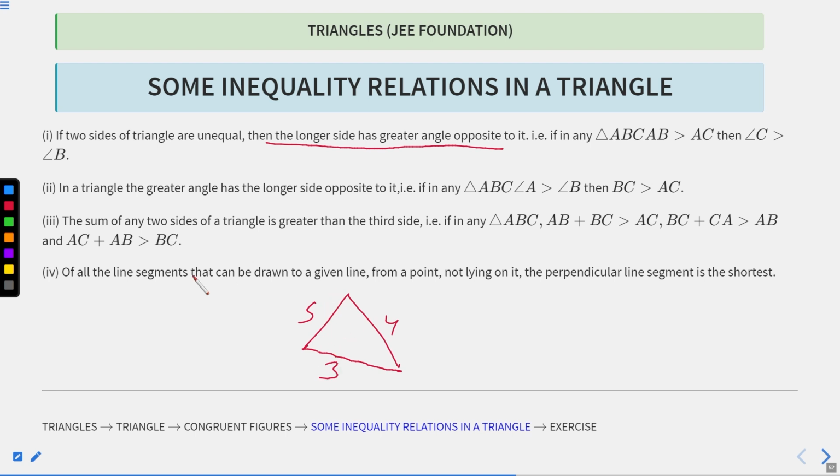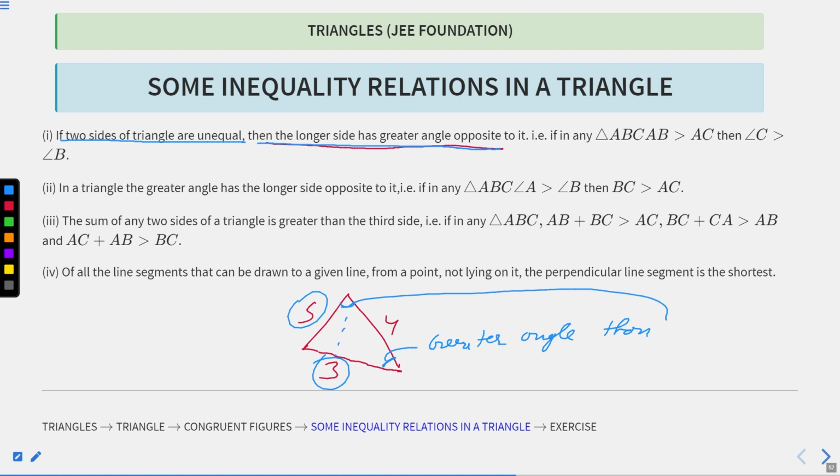Here two sides of the triangle are unequal, and the longer side has the greater opposite angle. The longer side is this fifth one, and the opposite angle is this. This means this is a greater angle than the angle opposite to this side, which is this other angle. I hope this is all clear.